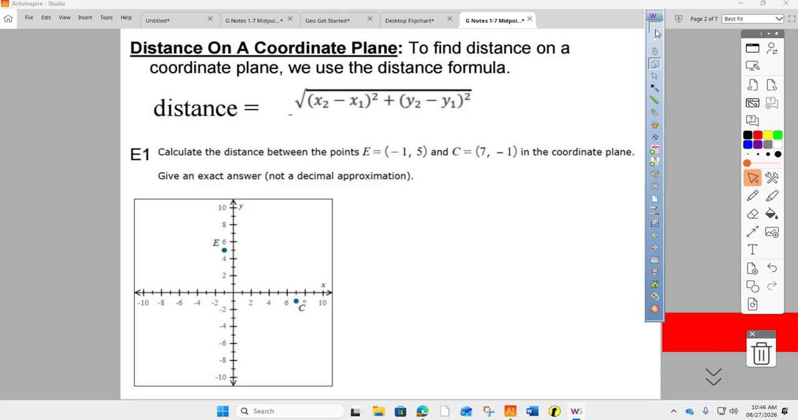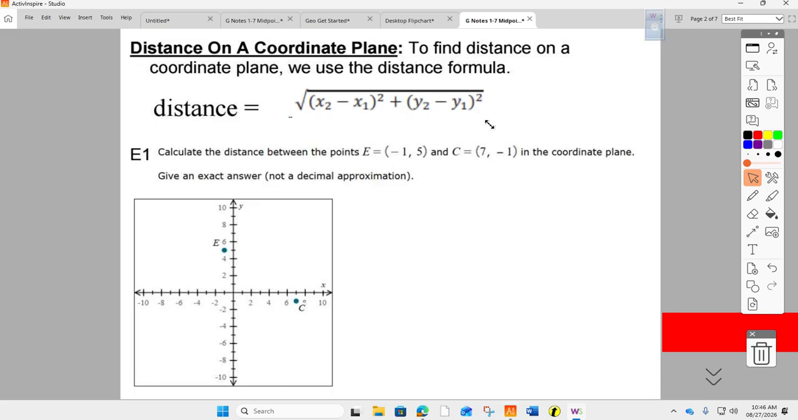Recap really quickly because I forgot to start the recording. If we want to find the distance between 2 points on a coordinate plane, we could just count them if the points were lined up vertically or horizontally. But if they're not lined up horizontally or vertically, we can't just count the distance between them. So we use the distance formula.